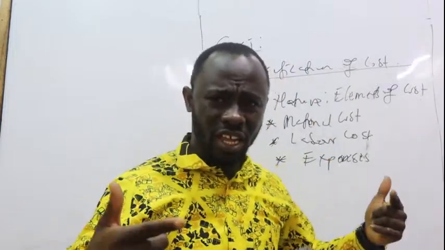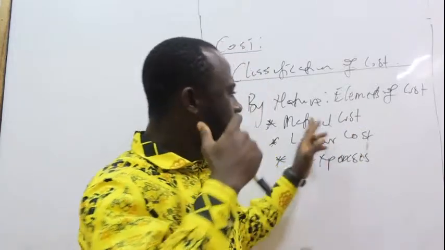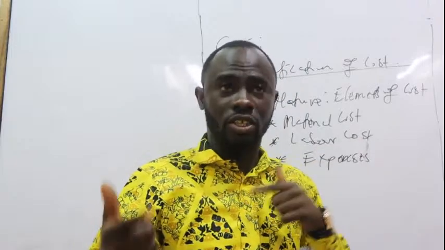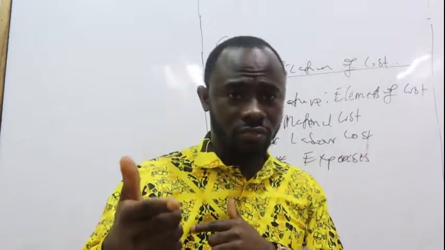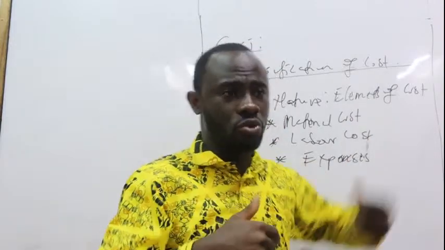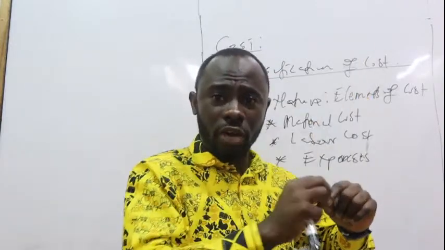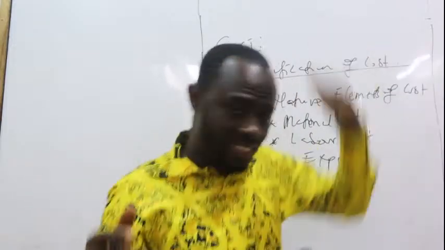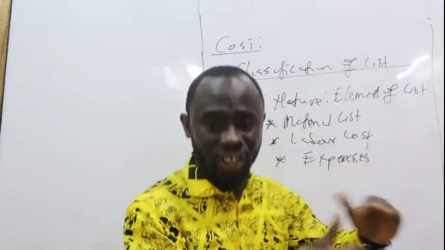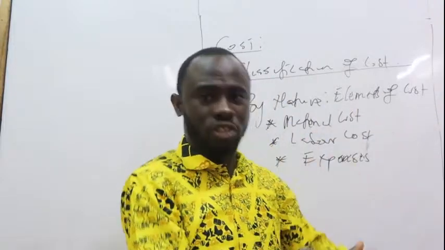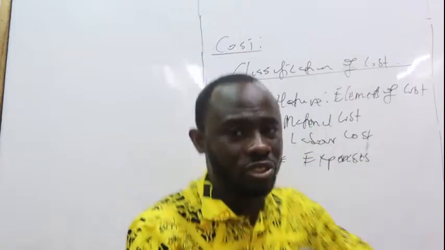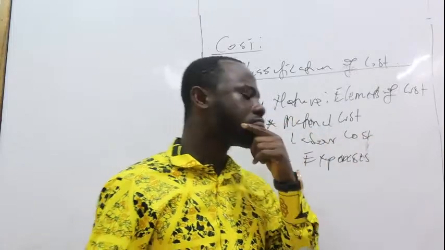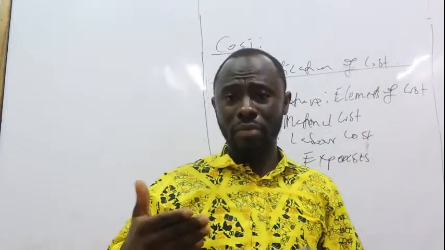Let's take them one after the other, and then let's boil them down. So what is material cost? Material simply refers to the ingredients or inputs used in the production process. So material cost refers to the cost of ingredients or inputs which undergo production in the production process. That is material cost. So the cost of the ingredient, the cost of the inputs, the cost of the raw material that goes into the production process is what we refer to as what? The material cost.